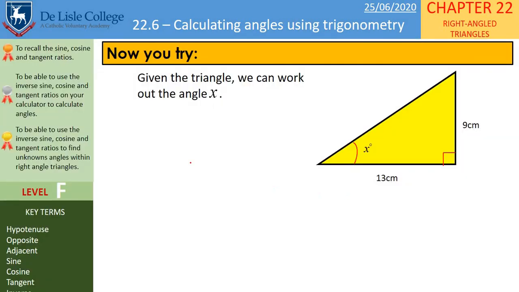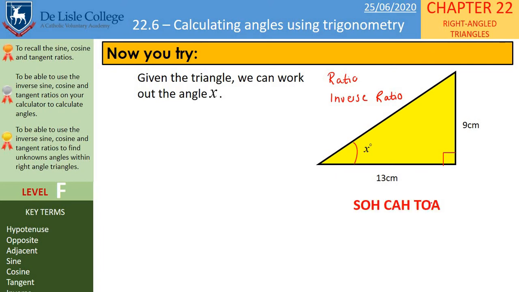Right, brilliant. Now pause the video, just have a go at this question for me. So first things first, which ratio do you need to use? Okay. Then apply the inverse ratio. And then find that missing angle. Please pause the video as you do this.